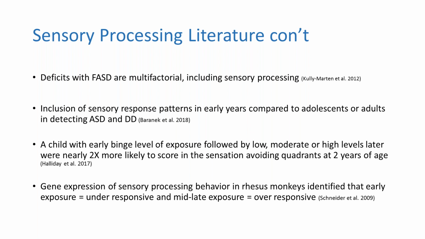There's also some research that looks at a child with an early binge level of exposure followed by low, moderate, or heavy exposure later on, who were 2 times more likely to score in the sensation avoiding quadrants by the age of 2. And then there are also some gene expression studies that looked at it: if they had exposure earlier on, they tended to be more under-responsive, and if they had mid to late exposure, they were more over-responsive.